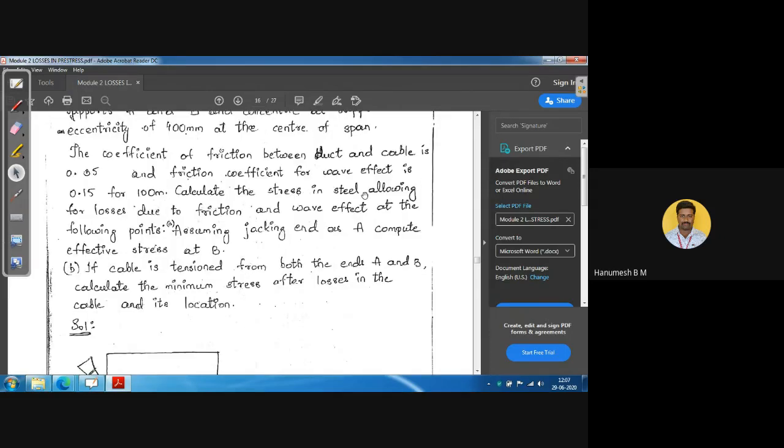Calculate the stress in steel allowing for losses due to friction and wave effect at the following points. That is, assuming jacking at A, compute the effective stress at B. If the cable is tensioned from both the ends, that is A and B, calculate the minimum stress after losses in the cable and its location.